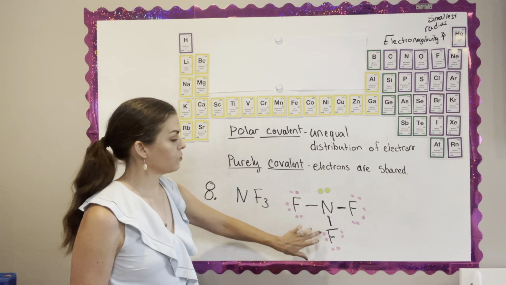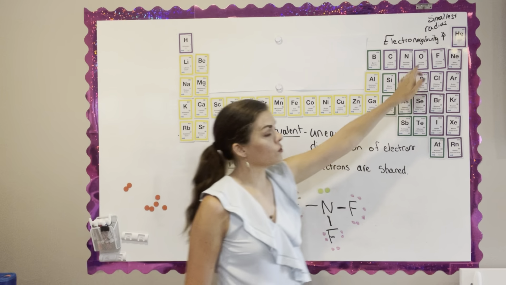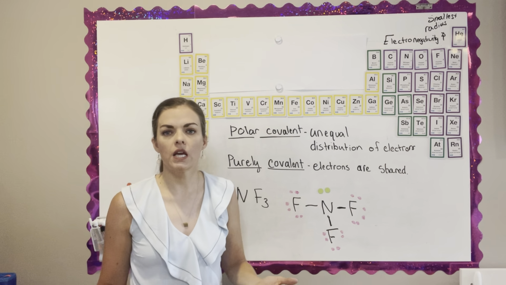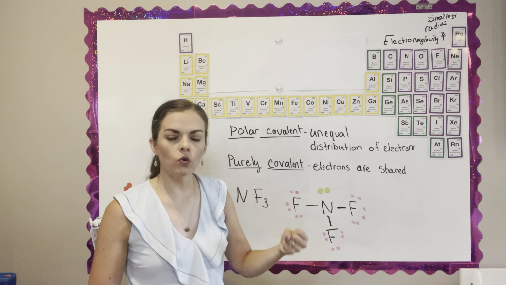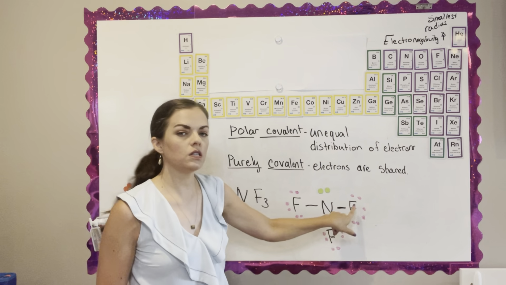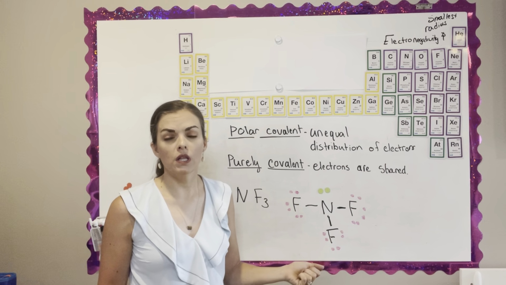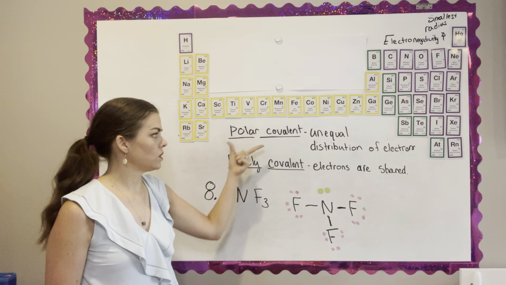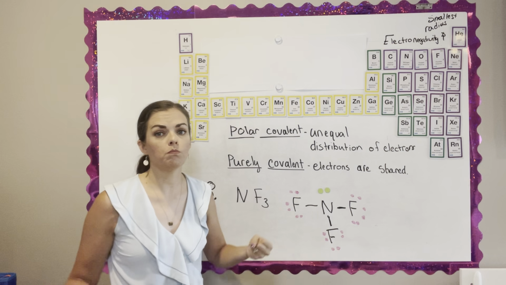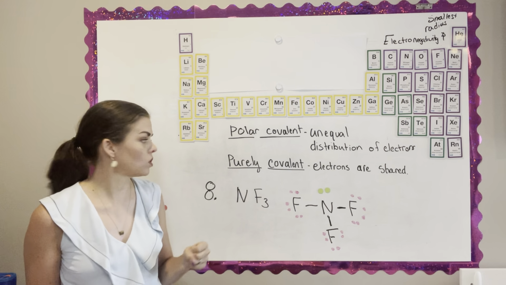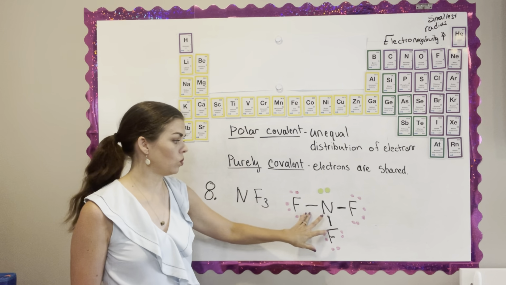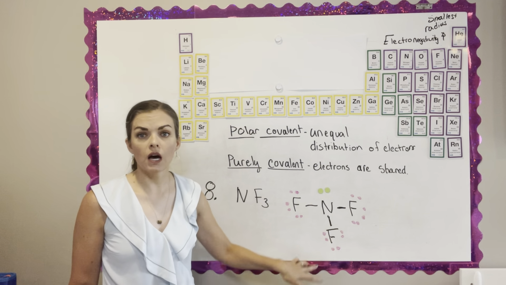Now, fluorine is further towards this corner than nitrogen, so it is a more electronegative element. And so fluorine, in each bond, is going to pull more of the electron towards it. So it's asking, is it purely covalent or polar covalent? Well, fluorine has a bigger tug than nitrogen on that electron. So this is a polar covalent compound, or these are polar covalent bonds in the compound.